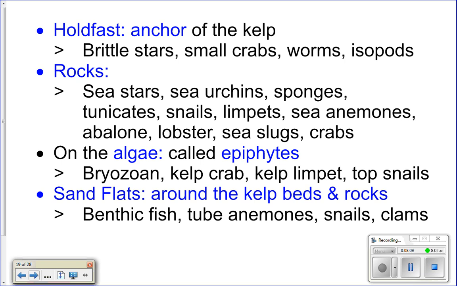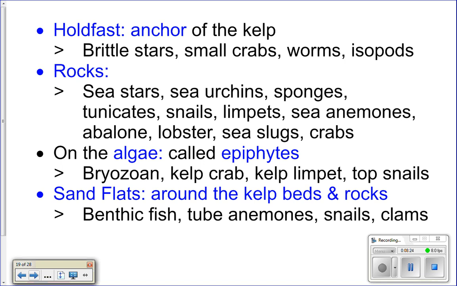On the rocks that surround the algae, or that the kelp are attached to, you can get things attached to the rocks and living on the rocks around it. So you'll get things like sea stars, sea urchins, sponges, lots of different things. Abalone, lobster, anemones that will be living on the rocks around the kelp.